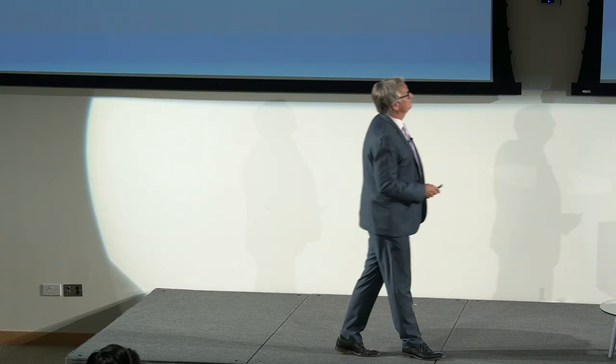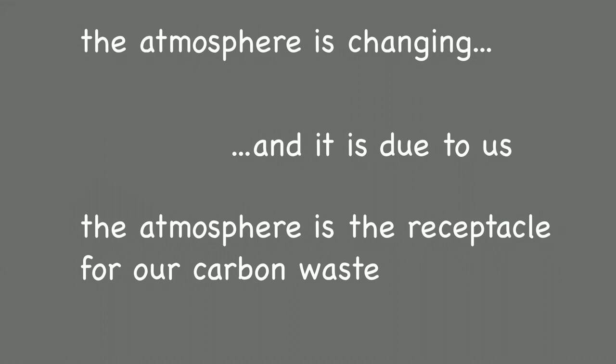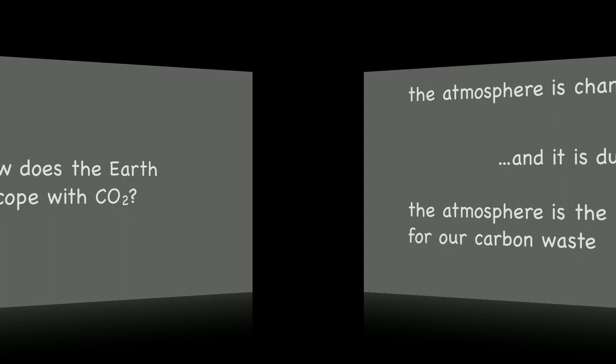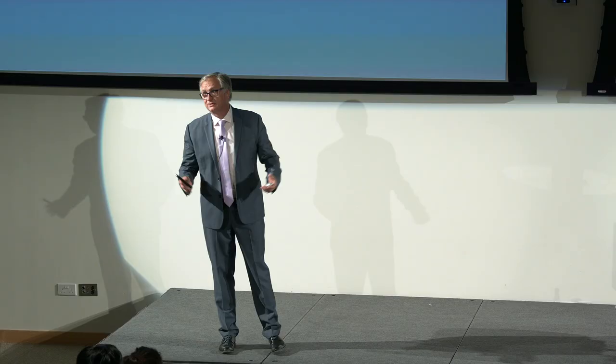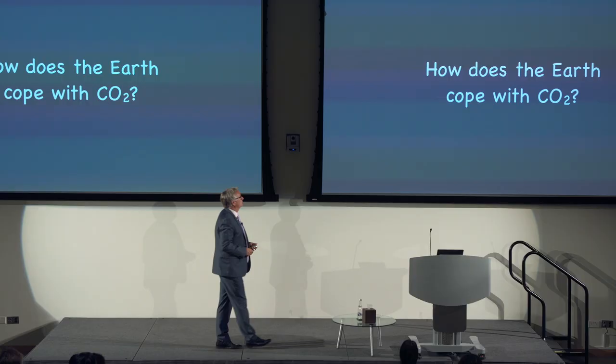So the atmosphere is changing. It's changing because it's due to us. And the atmosphere then has become the receptacle for our carbon waste. So how does the Earth cope with this much CO2? If it's changing that rapidly, as it has changed historically, what are the mechanisms by which CO2 is dealt with?